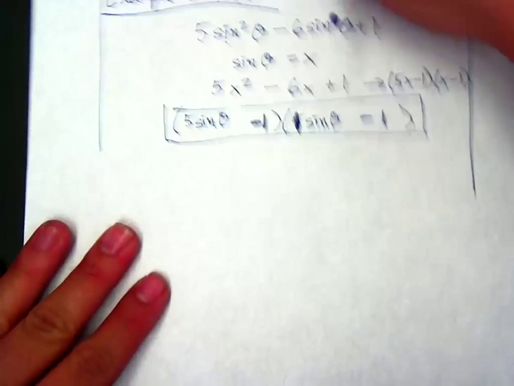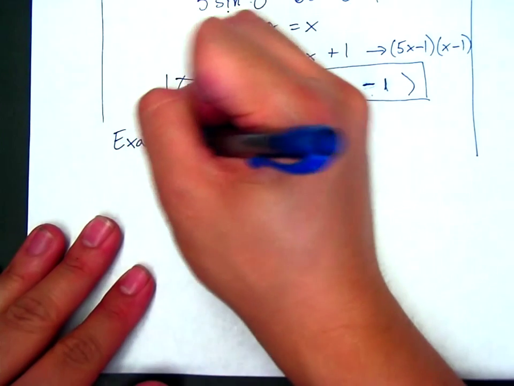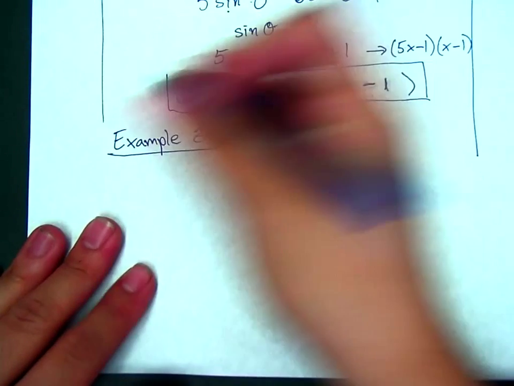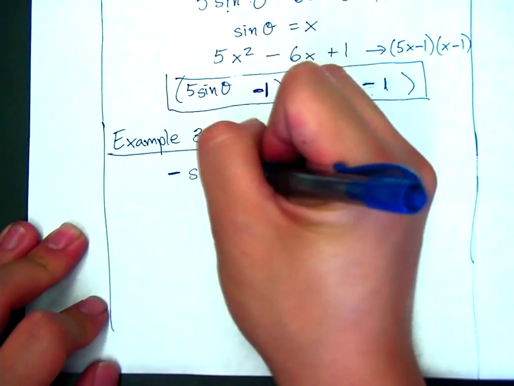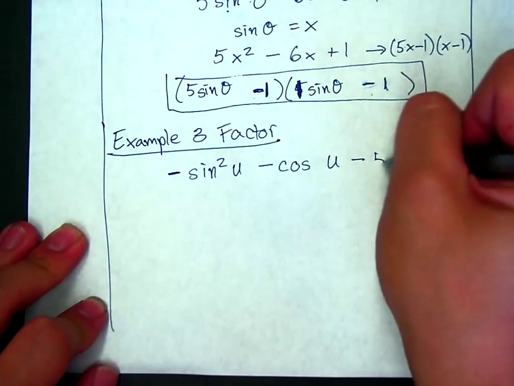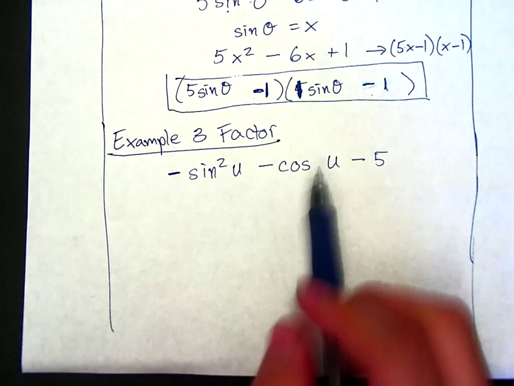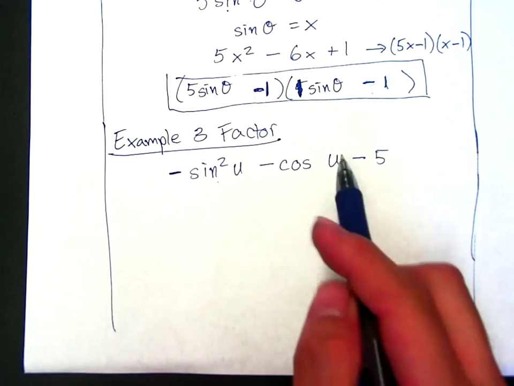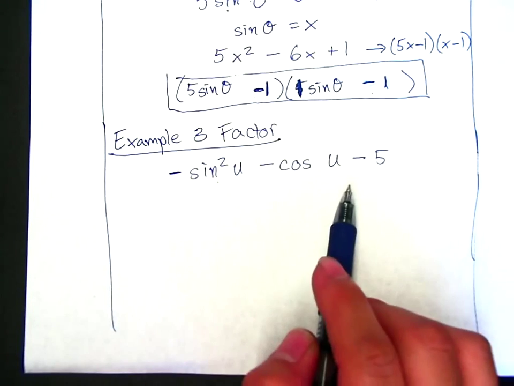Okay. And then finally, example 3, we're going to combine what we did in example 1 and example 2 together into some monster problem. So example 3, we're going to factor one more time. So in this one, we're going to have negative sine squared u minus cosine of u minus 5. So the reason I'm saying that we're combining both is that I have two separate trig functions right here, and I can't really do any factoring because sine of u doesn't become cosine of u. It doesn't work that way around.